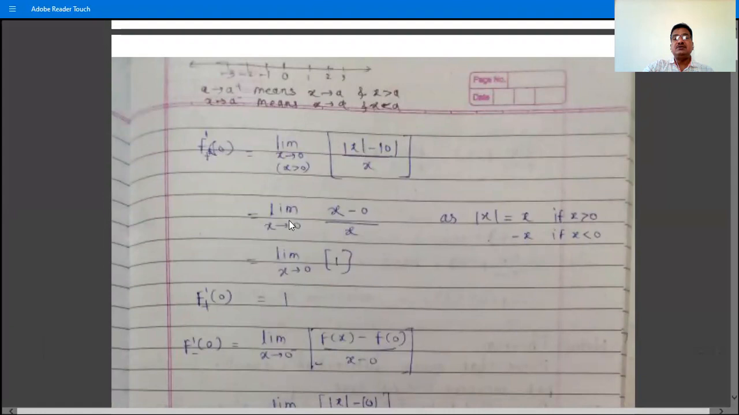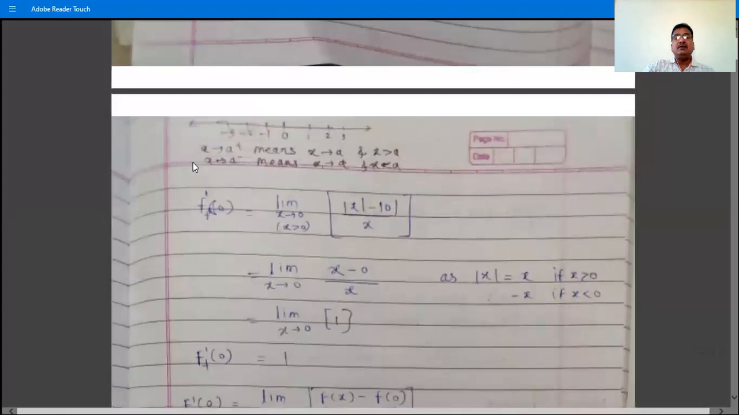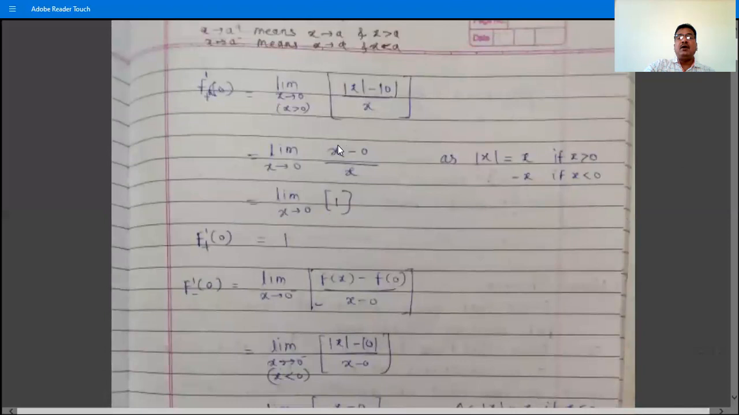And so limit x tends to 0, x greater than 0. Here the meaning is: x tends to a plus means x tends to a and x is greater than a. That is, x tends to a from the right side, and x tends to a minus means x tends to a and x is less than a. That is, x tends to a from the left side of the point a. So we have mod x is now x because x is greater than 0, divided by x minus 0, that is divided by x, and then x by x is 1.